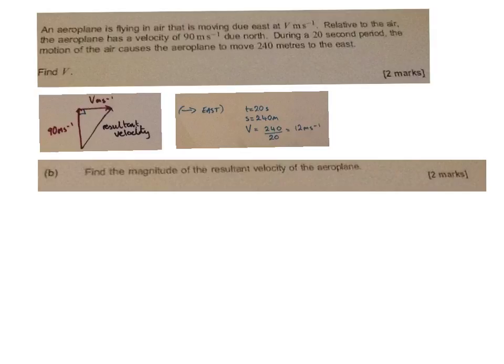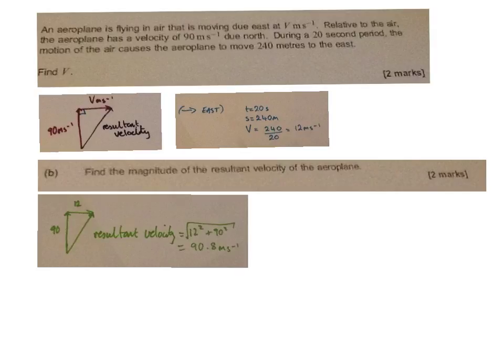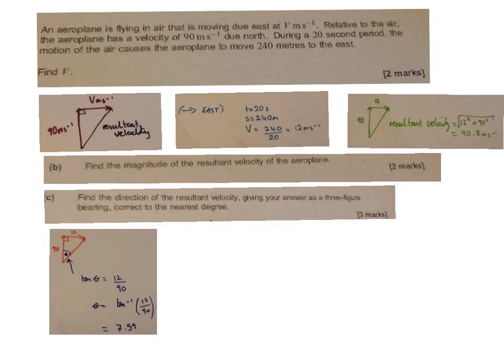So B says find the magnitude of the resultant velocity. So now we've got the second side to my triangle. I can find the resultant just using Pythagoras. So I've got the resultant. My hypotenuse will be 12 squared plus 90 squared all square rooted, giving me 90.8 meters per second.